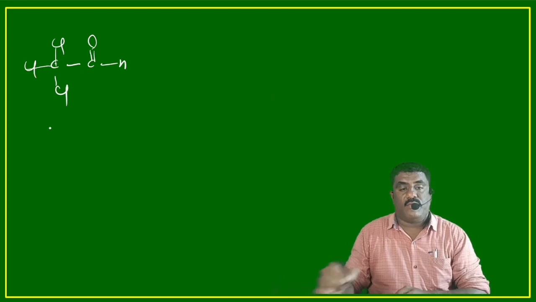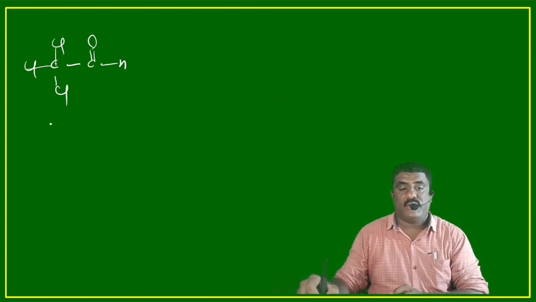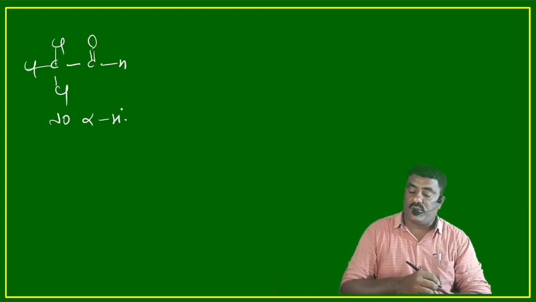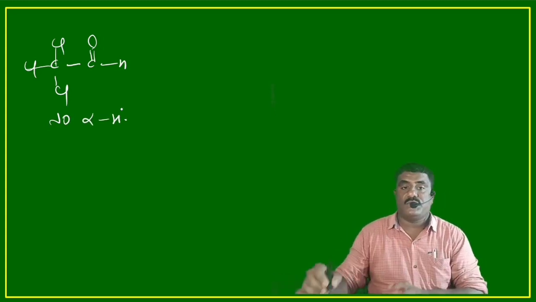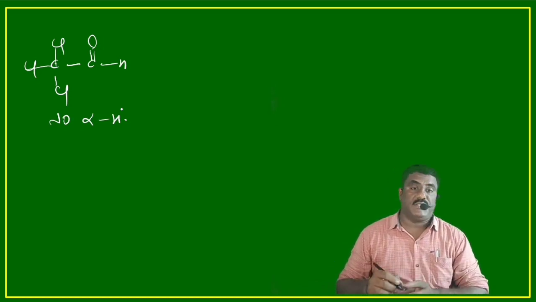See, alpha hydrogens are present. Alpha carbon is present. There is no alpha hydrogen. No alpha hydrogen. Without alpha hydrogen, it does not undergo aldol condensation. Let's move on.